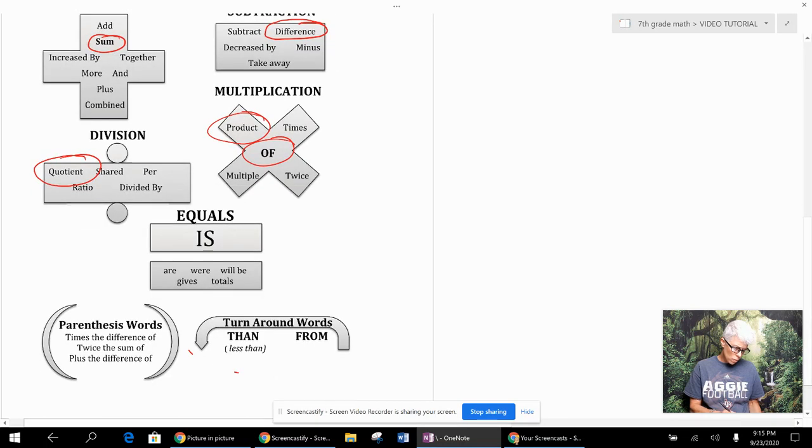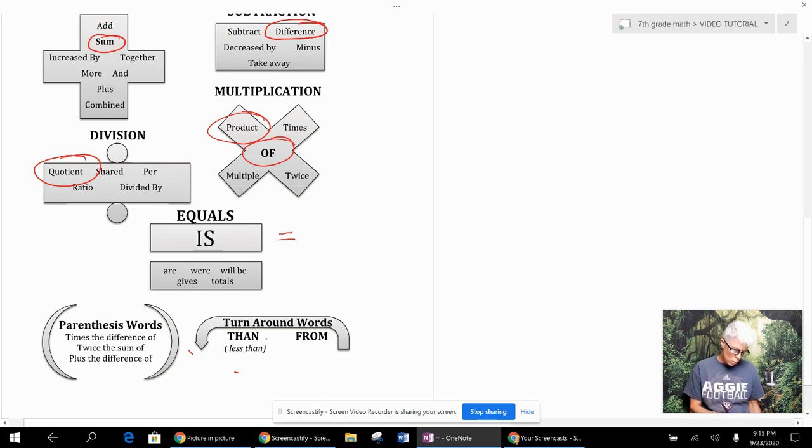Then for an equals, if I said the product of 3 and x equals 21, then I know that an equal sign is going to be there. The words is, are, were, will be, gives, totals, all mean this is an equation and we need to make sure to have an equal sign.